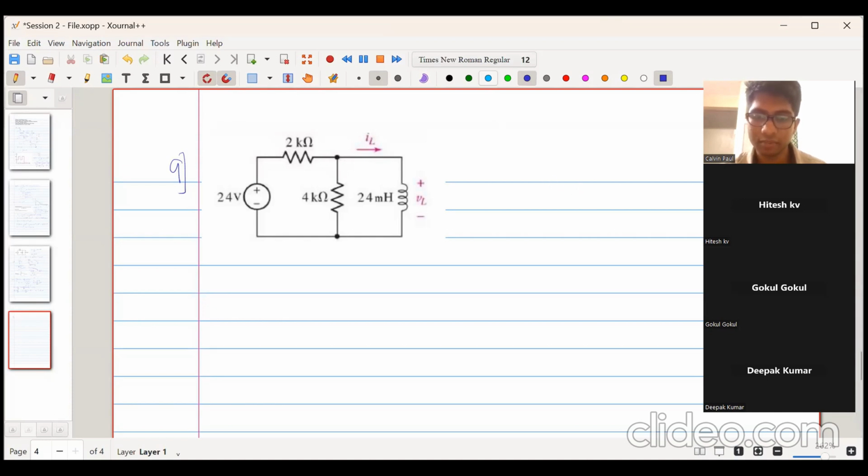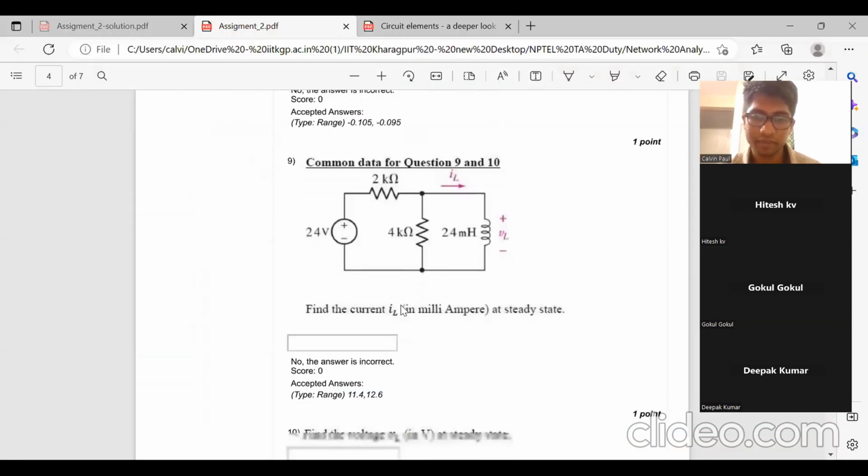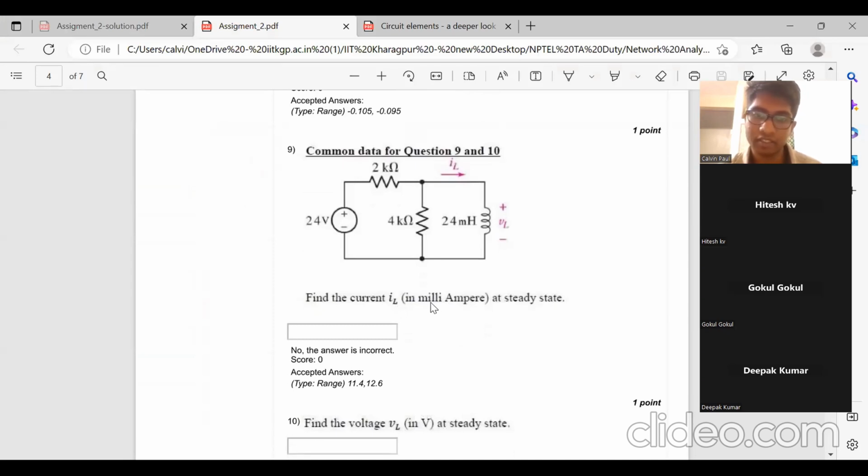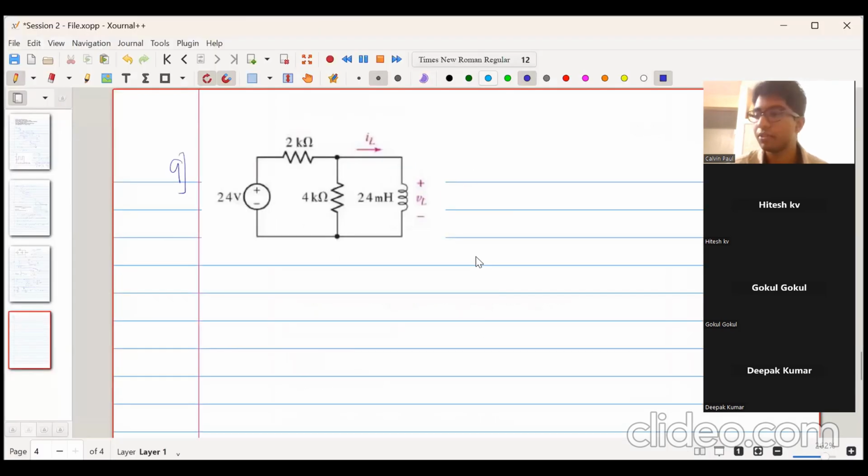Okay. So let's proceed with this question. We want to find the current IL in milliamperes at steady state. So what will happen to the circuit at steady state? It's a short circuit, sir. So that means no current will flow through the 4 kilo ohm resistor. IL equals 12 milliampere. Good.